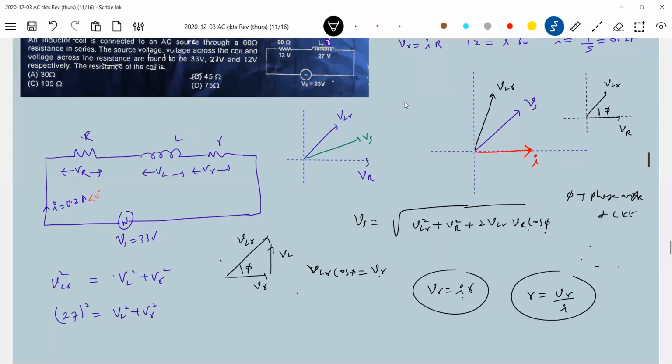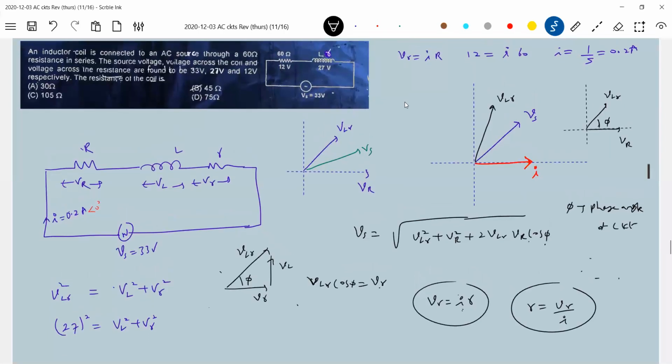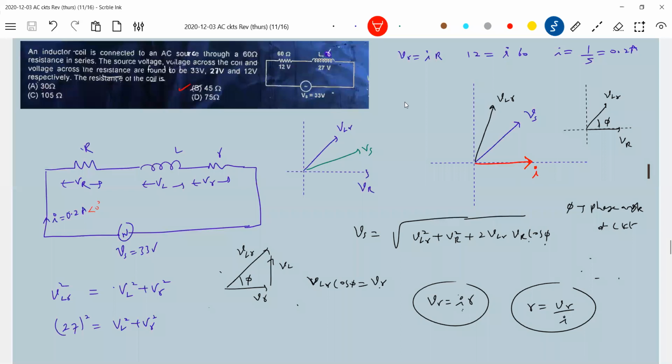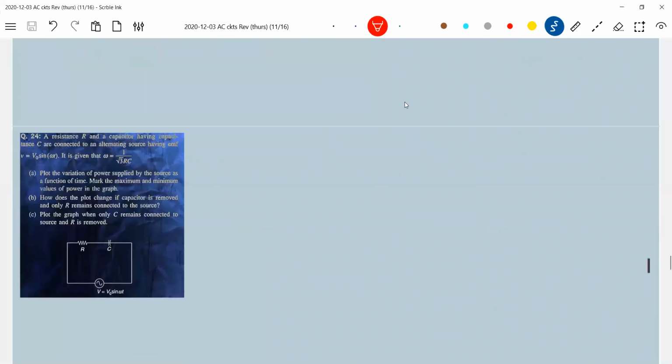Okay, some we have to fight with vector diagrams here only. That impedance one, I think that will be lengthy. Total impedance, we know it. Then tan phi. Any of the methods, check it. Calculation, 45 ohm should come. That should be the answer. Let me go for the next one.